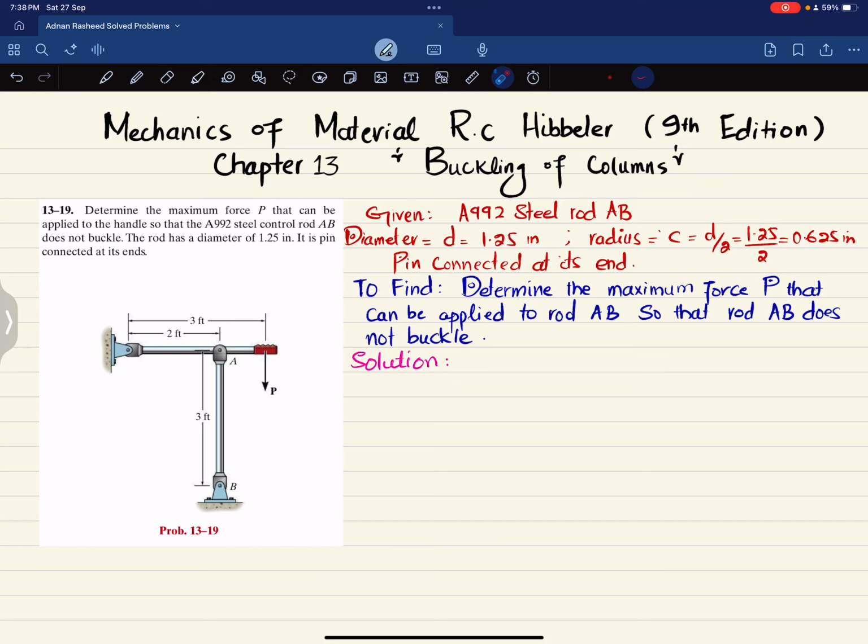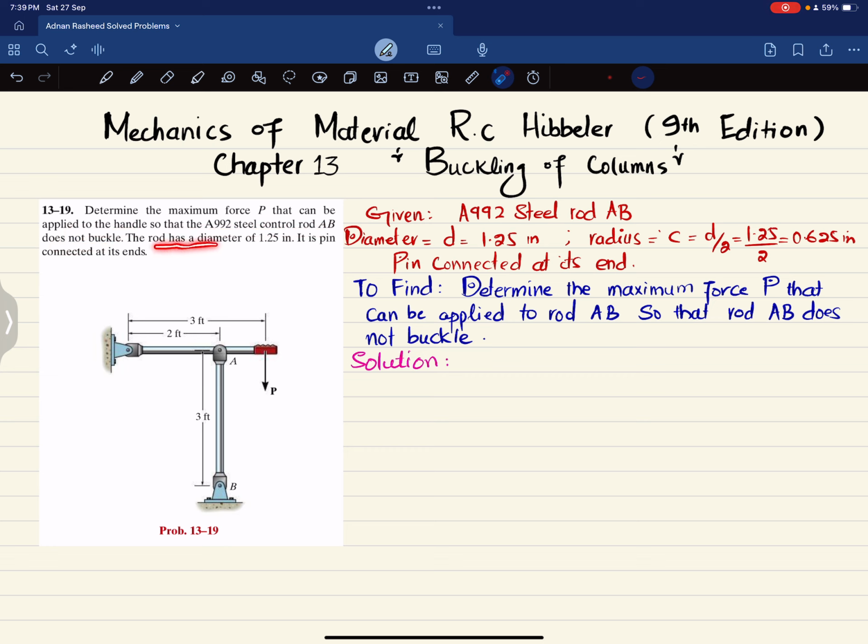Welcome back. In this video, we are going to solve problem 13-19 that is taken from chapter number 13, Buckling of Columns, and the book name is Mechanics of Materials by R.C. Hibbeler, 9th edition. So the statement is: determine the maximum force P that can be applied to the handle so that A992 steel control rod AB does not buckle.